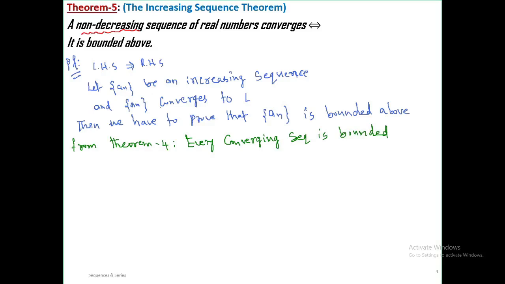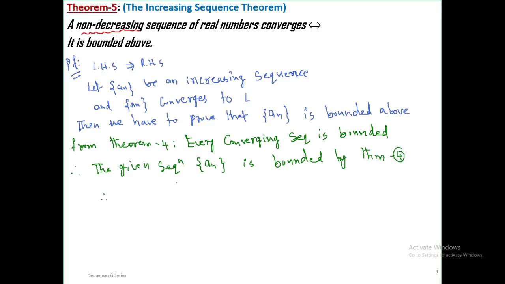Look at here, AN is a converging sequence only. Therefore, obviously it is bounded, right? So therefore, the given sequence AN is bounded. That's it. Bounded by theorem number 4. So AN is bounded.